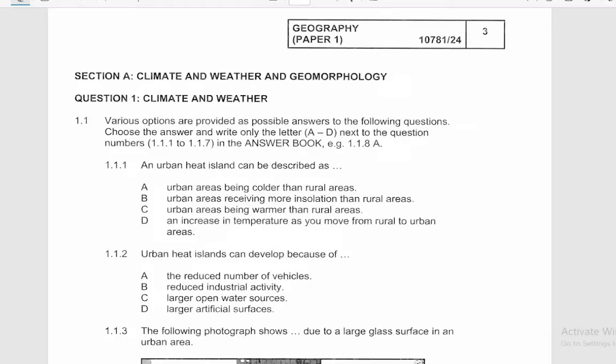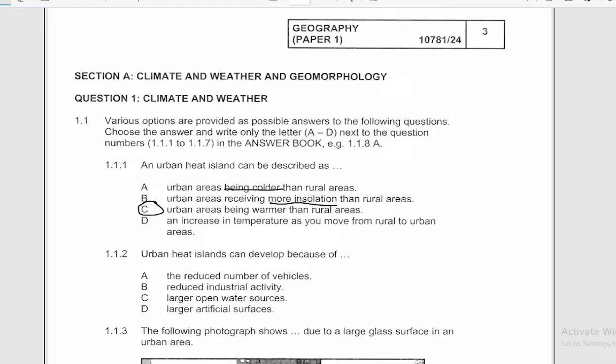Right, so we do not need to waste much time. We go and pick our correct answer based on what we have been discussing. If you check our responses, this one is saying urban areas being cooler or colder than rural areas. This is typically geographically wrong. We cannot have an urban area having colder temperatures than a rural area. Or an urban area receiving more insolation than rural areas? No, it's not about insolation. Urban areas being warmer than rural areas. This is the correct response because our worry is about temperature. An increase in temperature as you move from rural area to urban area? No.